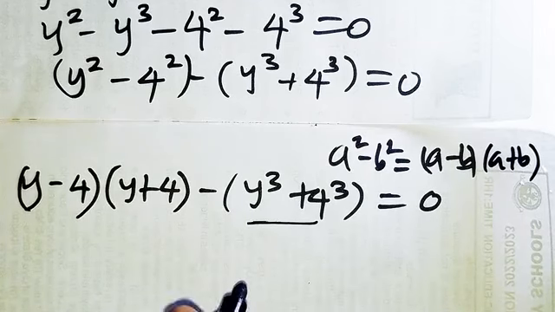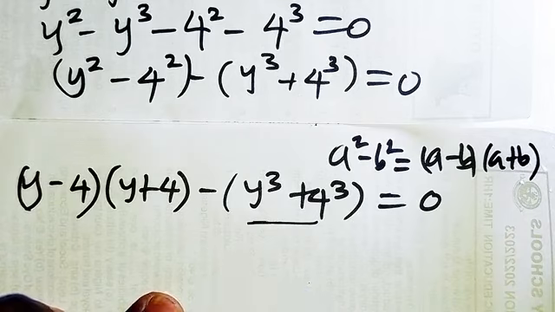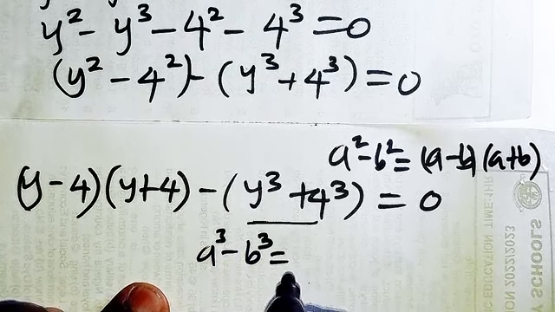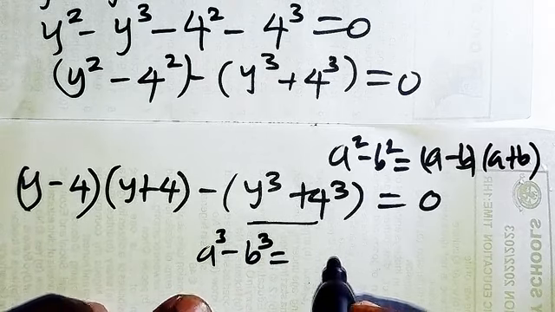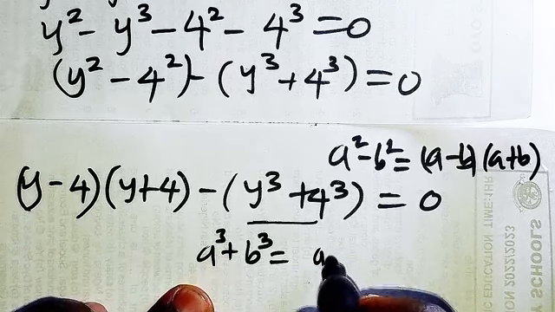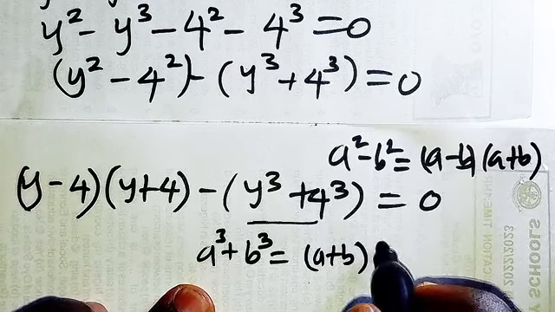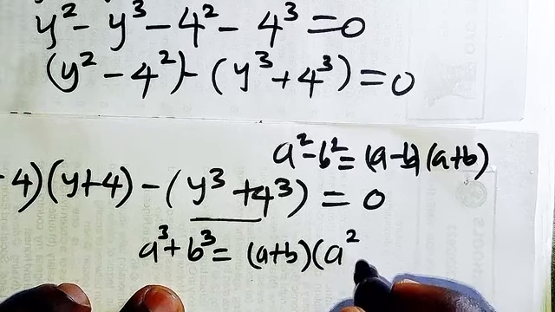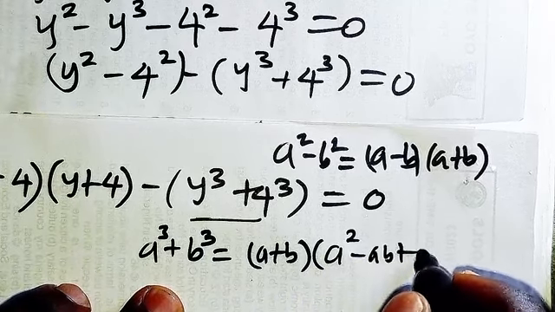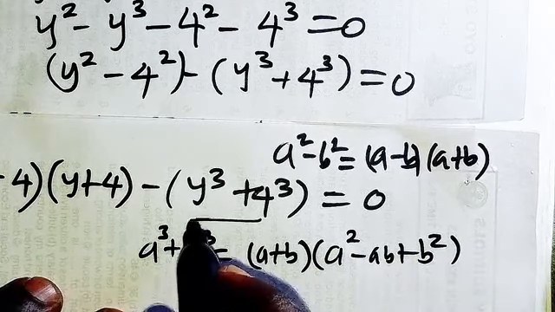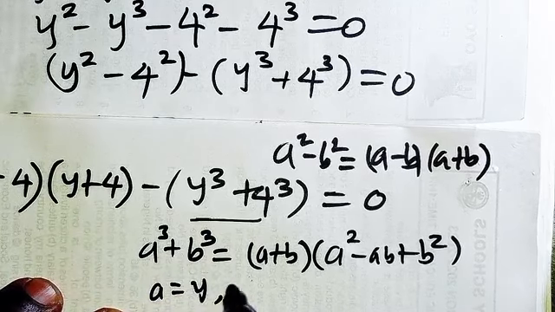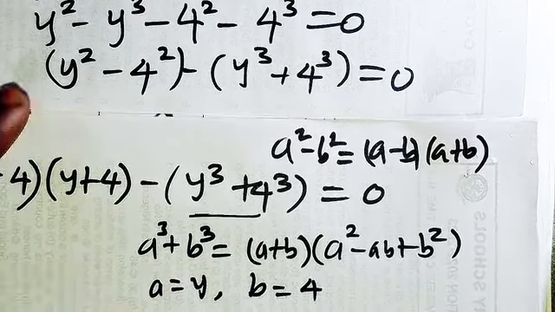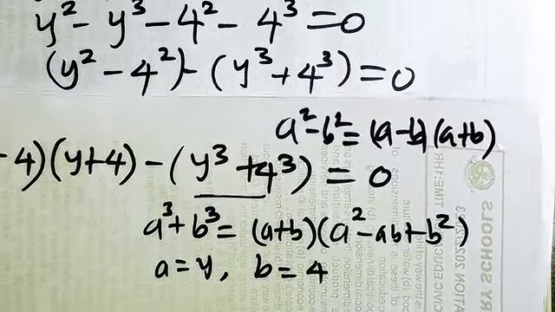Look at this one here. This also can be split as, let's say you have a to power 3 plus b to power 3. This is going to be (a plus b)(a squared minus ab plus b squared). According to this, a is going to be my y and b is going to be my 4.